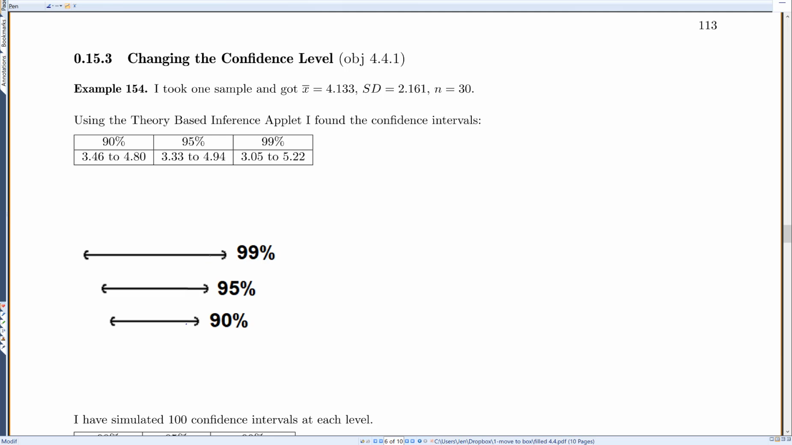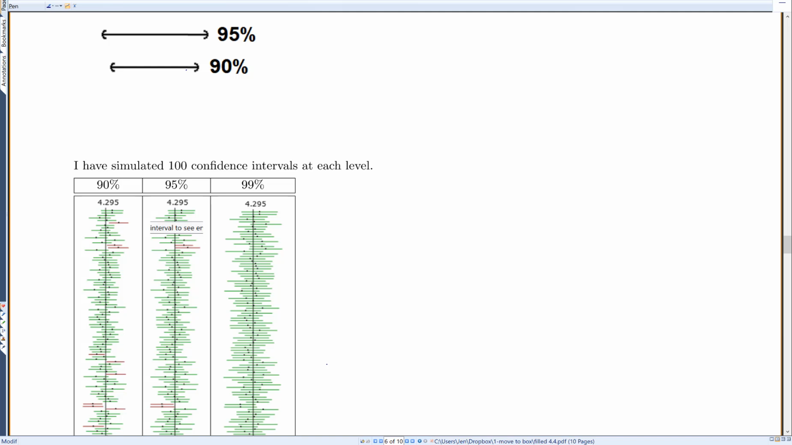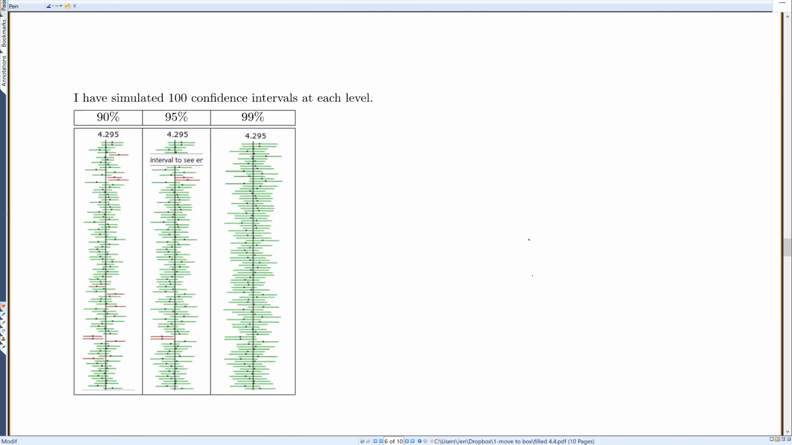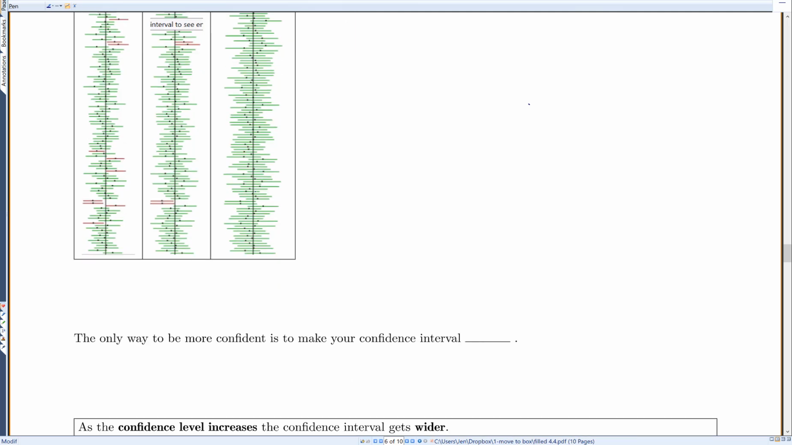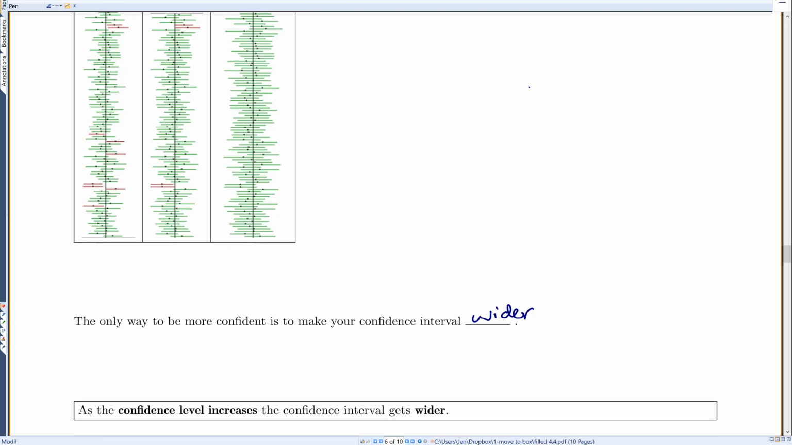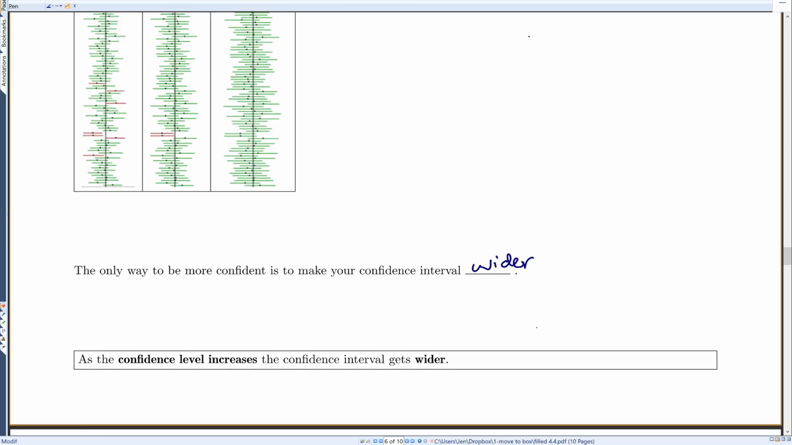And I graphed them to scale, and you can see as my confidence level gets higher, my interval has to get wider. And I also simulated these for you so you can actually see what it looks like. So notice at 90%, they're pretty skinny. 95%, they're getting wider. And 99%, they're getting wider yet. So again, the only way to be more confident is to make your confidence interval wider. So as the confidence level increases, the confidence interval has to get wider.